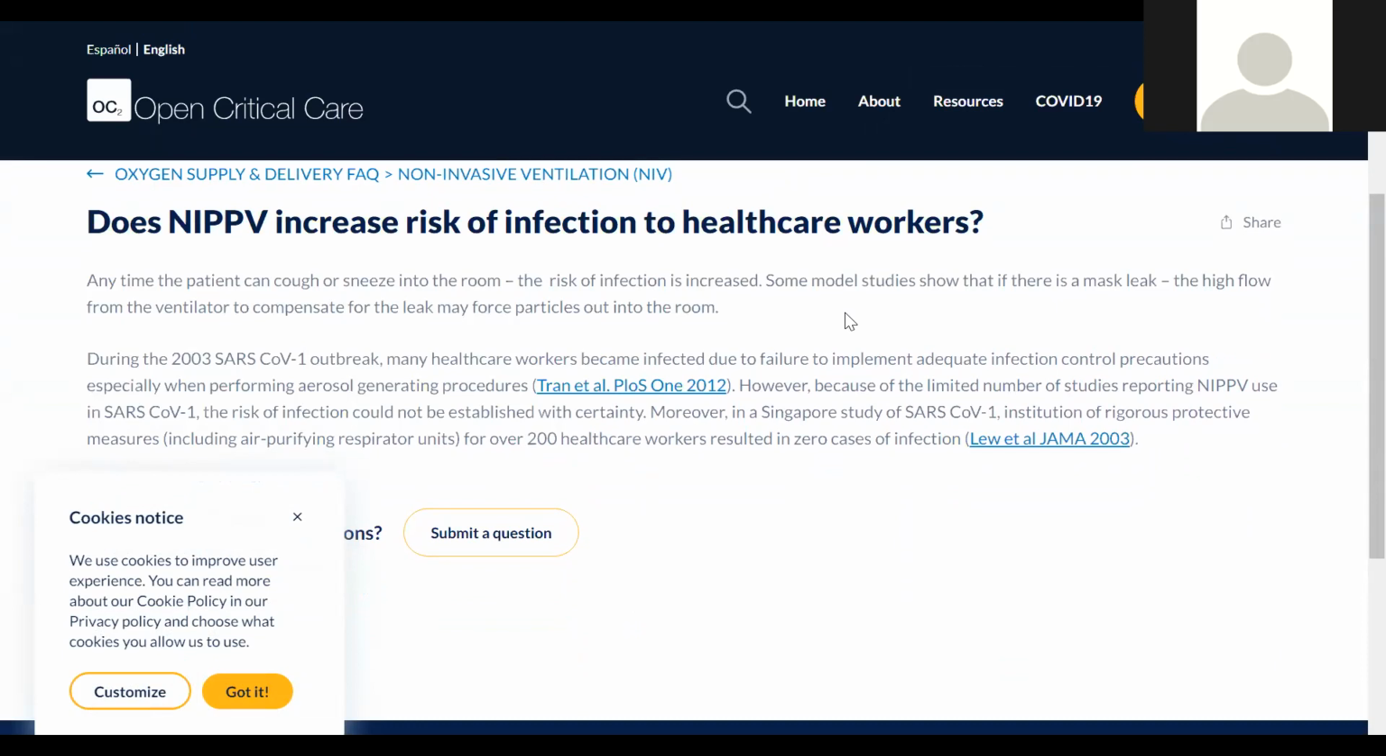Does non-invasive positive pressure ventilation increase the risk of infection? During the 2003 COVID-1 outbreak, many healthcare workers became infected due to failure to implement adequate infection precaution control. So that's why they started now considering this as a high risk.